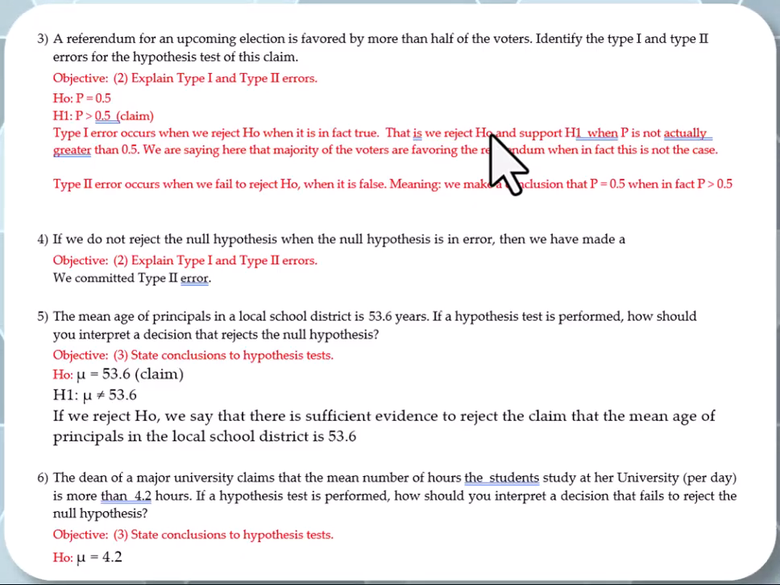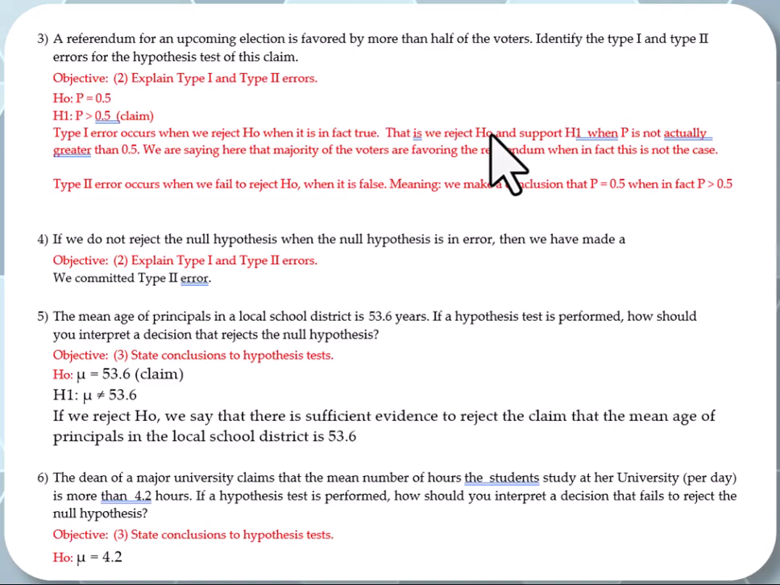What would be type 2 error? Type 2 error occurs when we fail to reject the null hypothesis when it is false. So, meaning we make a conclusion that P equals 0.5 or less when in fact, P is greater than 0.5. That is a type 2 error. Number 4. If we don't reject the null hypothesis when the null hypothesis is in error, meaning it is false, what type of error did we commit? It's a type 2.